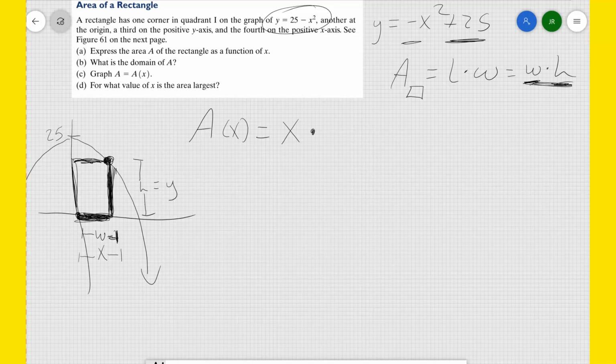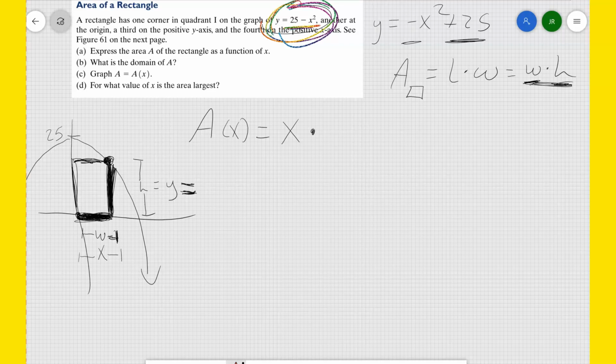The height is how much we go up here. The width is how much we go over horizontally, that's x. The height is how much we go up, that's y, but I can't put y. I've got to put x. How can I express y in terms of x? Same thing as last time, right? We're using this.